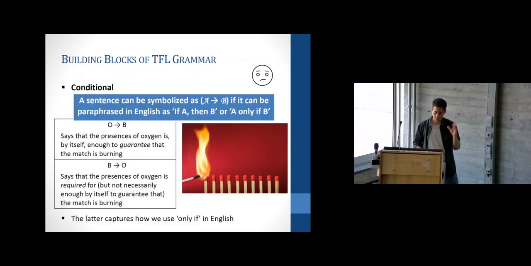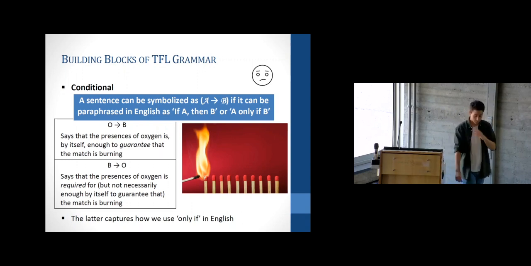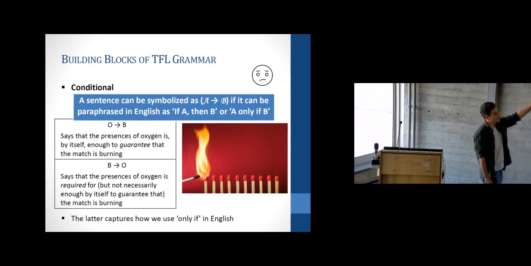To summarize, a sentence can be symbolized as if A then B if it can be paraphrased in English as "if A then B" or "A only if B". When you have if A then B, that's easy: A, the antecedent, comes first, then B comes later. And the rule for only if is to remember that whatever comes after the only if is going to be the consequent, and the rest is the antecedent.